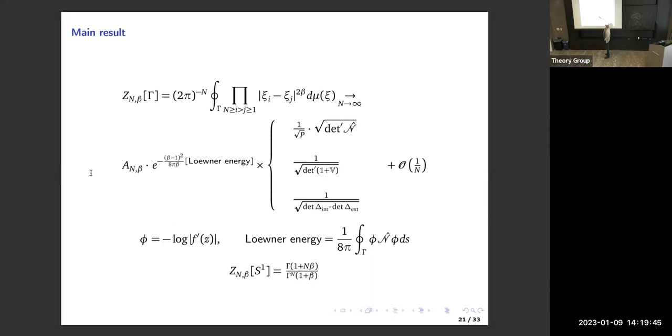Then exponent beta minus 1 square pi beta times the so-called Loewner energy. Doesn't matter where this name comes from, but that's this simple thing. It's a metric, logarithm of the metric, with the Neumann operator acting on it. It's a classical object. Times one of these three answers, they are identical.